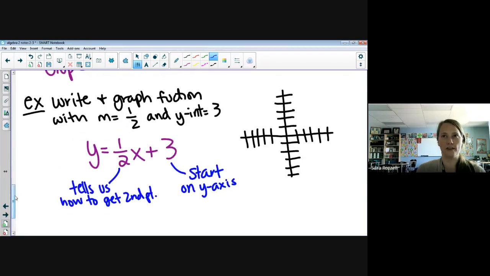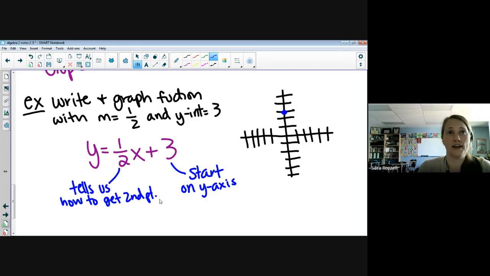So we're going to graph this one together, and then I'm going to give one for y'all to try. Okay, so if we are doing this, we are starting at which number? 3 on the y-axis. So go ahead and make a point at 3 on the y-axis. That's our first point. Okay, and then our slope is going to tell us how we get to our next point. So our slope is 1/2.